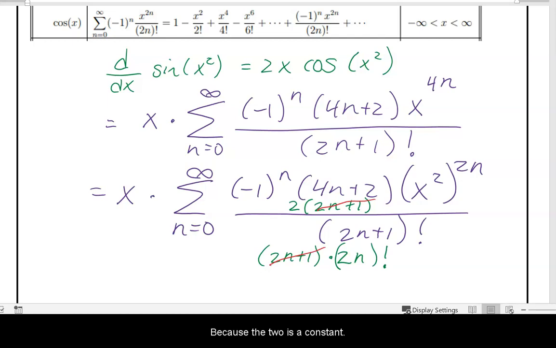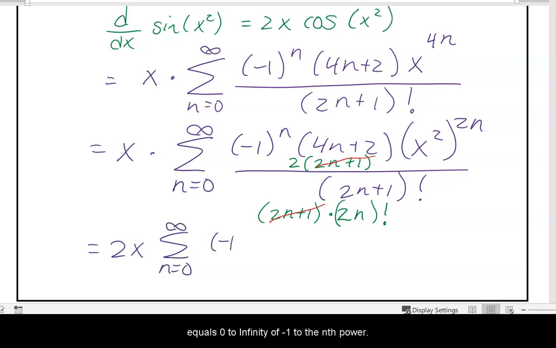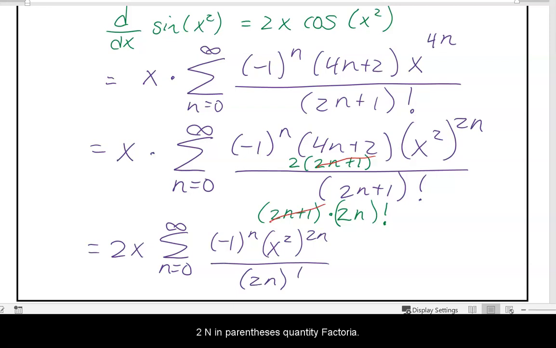Because the 2 is a constant, the 2 in fact can be pulled outside the summation because it does not depend upon the index of summation n. That will let me write this as 2x times the sum from n equals 0 to infinity of -1 to the nth power times x squared raised to the 2n power divided by 2n in parentheses quantity factorial.